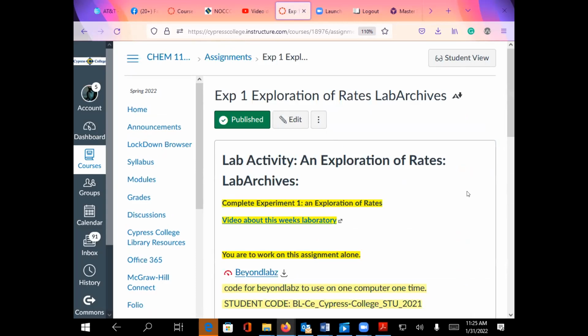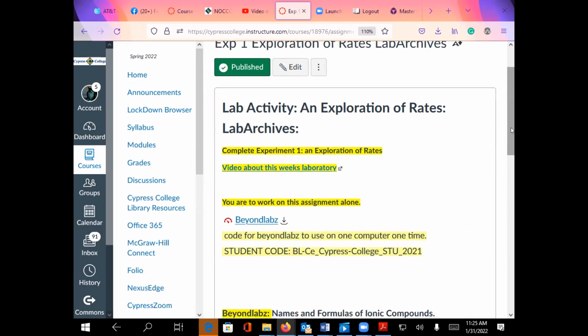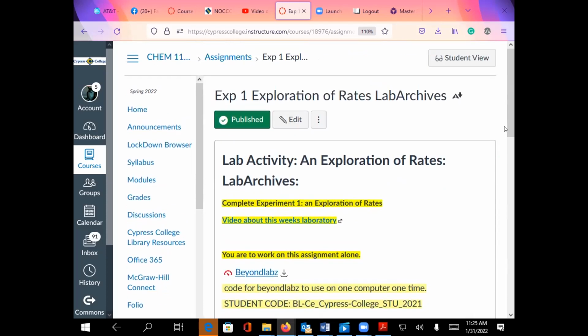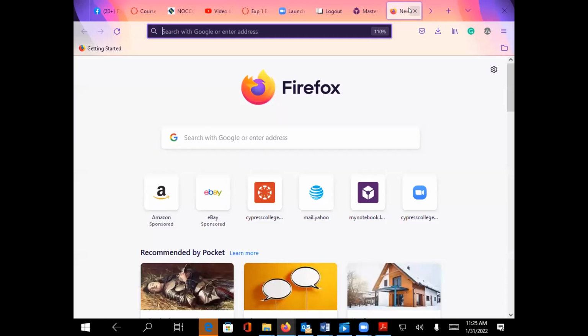And I'm positive it's cloud-based, so I don't think it's any one computer, one time anymore. So this week, the goal is just to get on Beyond Labs. Make sure that everyone's on there. And was there another question?